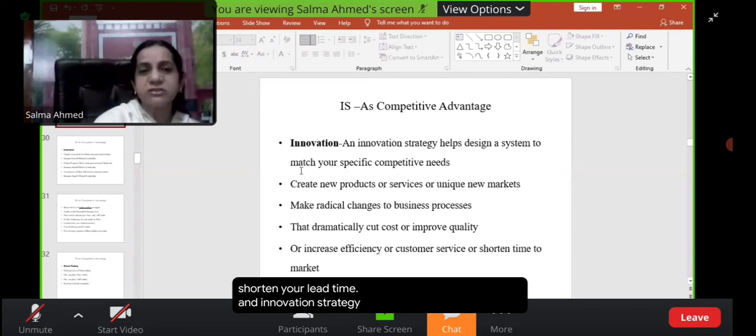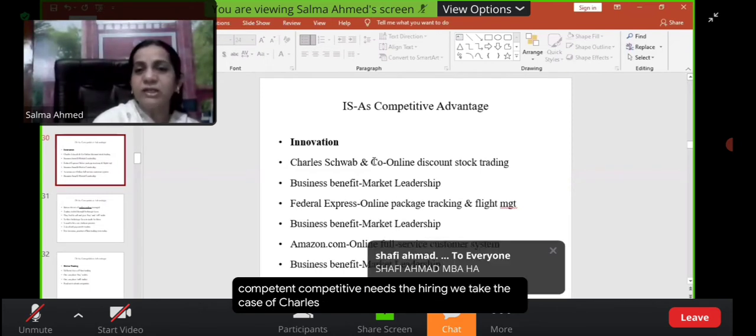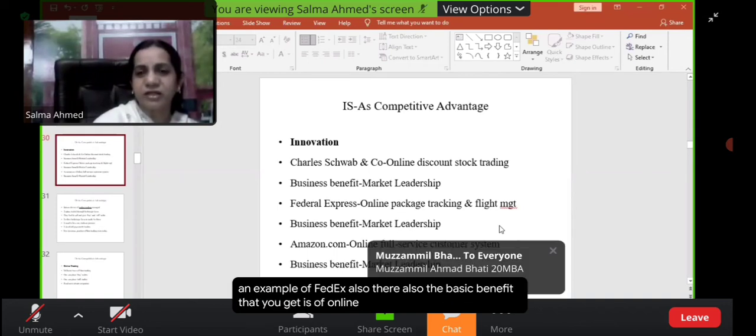Now, herein we take the case of Charles Schwab and Company, their online discount stock trading system. The basic business benefit that they got was market leadership. We have an example of FedEx also, with online package tracking and flight management system. The basic benefit was again market leadership. Amazon.com's online full service customer system, the basic benefit was again market leadership.